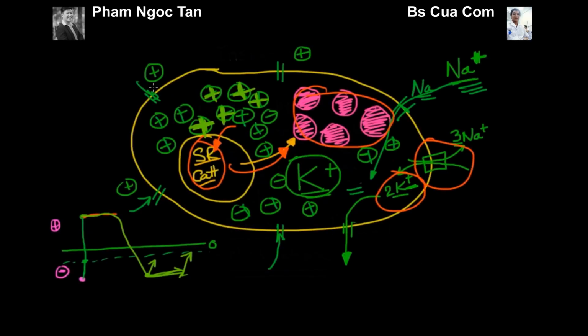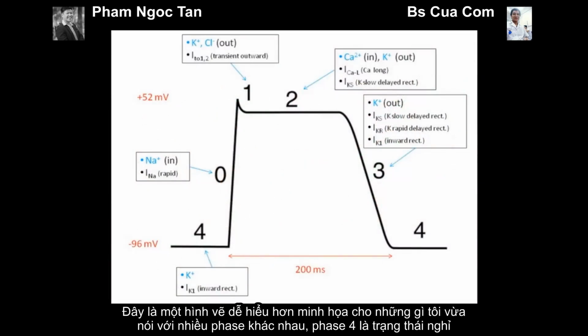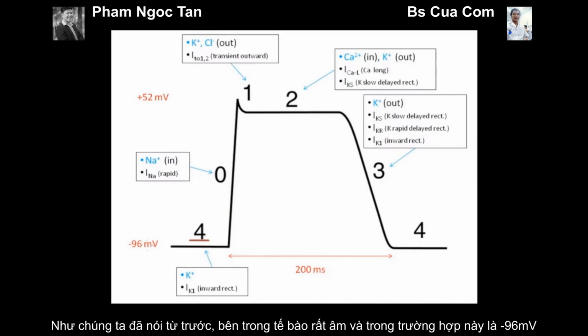You may not understand that, but as we go through this, you'll start to understand more and more why that is the case. Let me clarify this. Here is a better drawing of what I was talking about before and the different phases. There's phase 4, which is at rest. As we talked about before, the cell is very negative. In this case, it's at 96 millivolts.